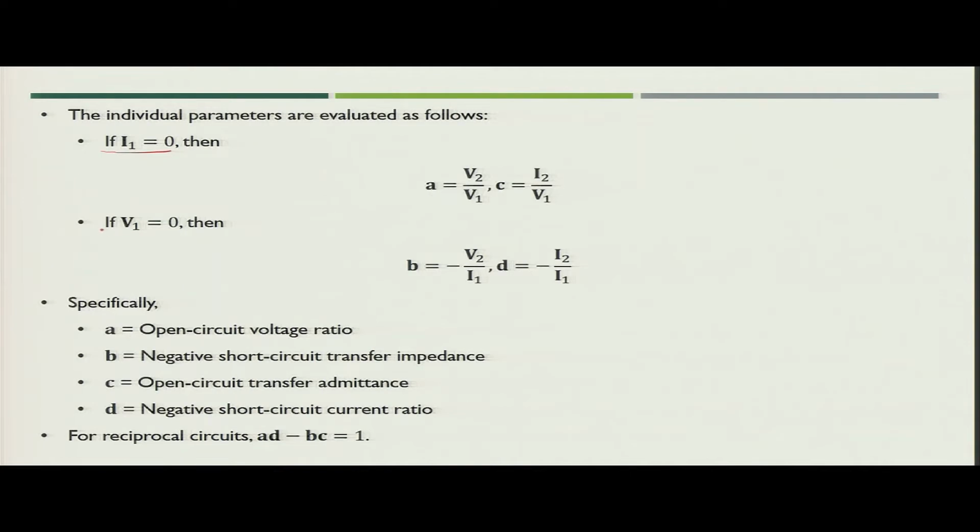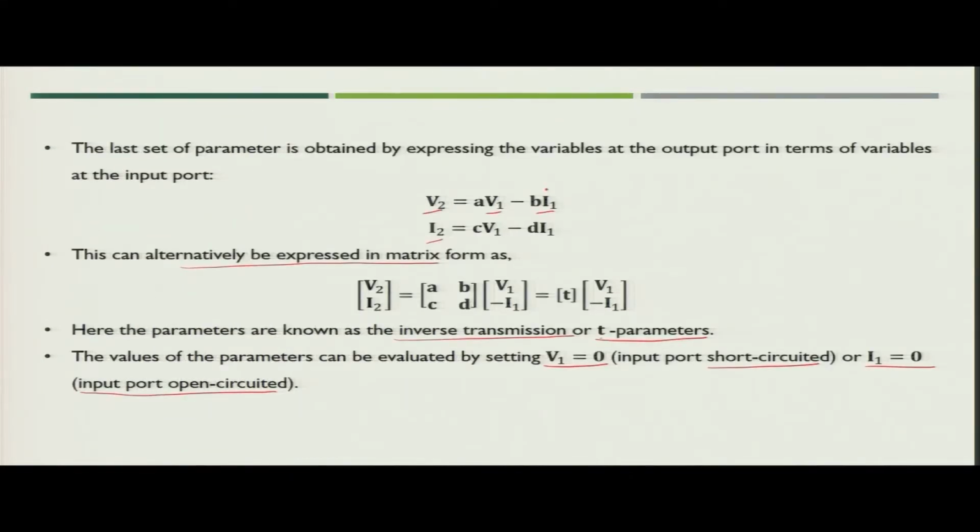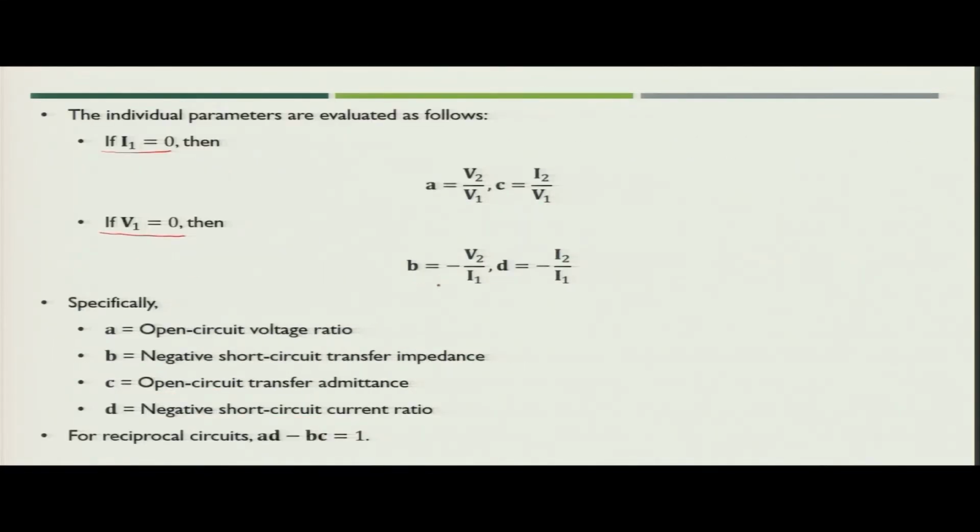In the next case, what will we do? We will set V1 equal to 0. If you set V1 equal to 0, you will get B as minus of V2 upon I1 and D as minus of I2 upon I1. So, you get B equal to minus V2 upon I1 and D equal to minus I2 upon I1.